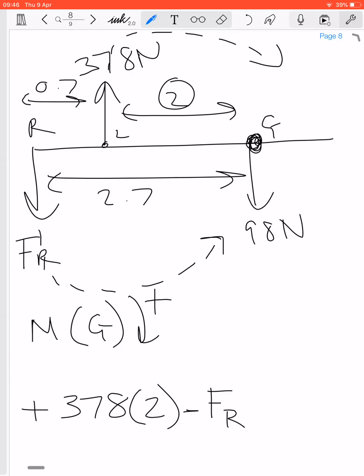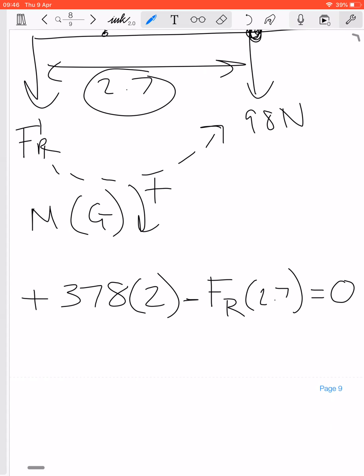And now, how far is FR from the pivot? Remember, it's always the perpendicular distance from the pivot. It doesn't matter that you've got 2 forces next to each other. You have to take the distance from the pivot to the force you're looking at, which is the 2.7 meters here. So 2.7, and there's no other forces. The beam isn't moving, so we're going to say it equals 0.